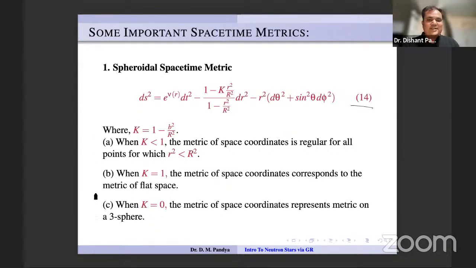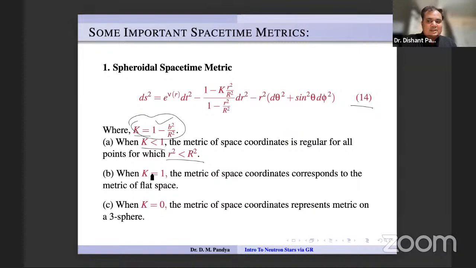where you have these three categories as well, where k is equal to 1 minus b square over r square. When k is less than 1, k is the entity given by this expression 1 minus b square over r square. Where k is less than 1, the metric of space coordinates is regular for points for which r square is less than R square.